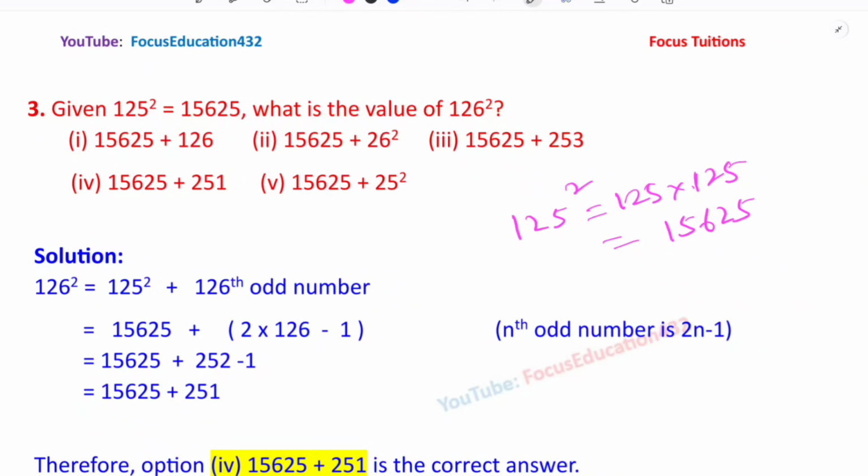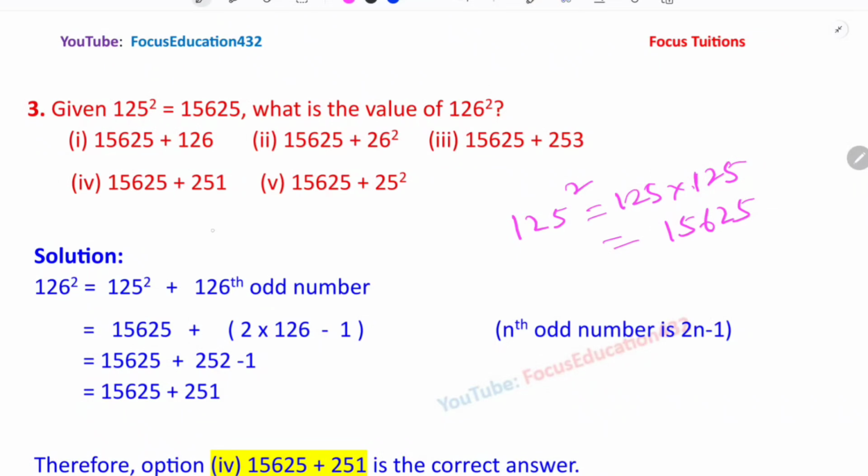126 square means 125 square plus the 126th odd number. We have to find 126 square, so if you add the 126th odd number to 125 square, you get the answer. So what is the 126th odd number? Let me explain.